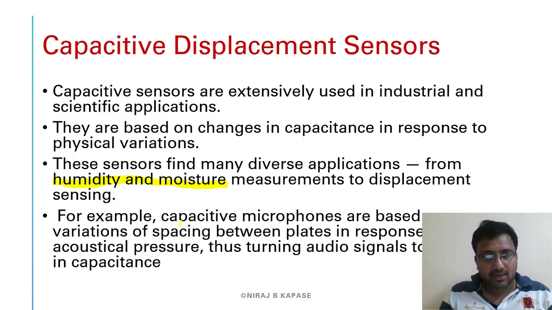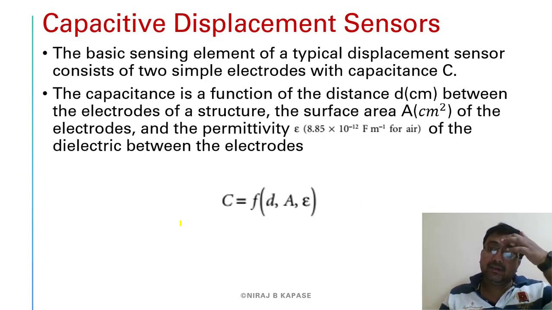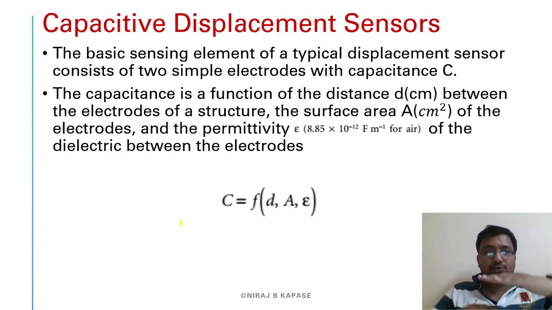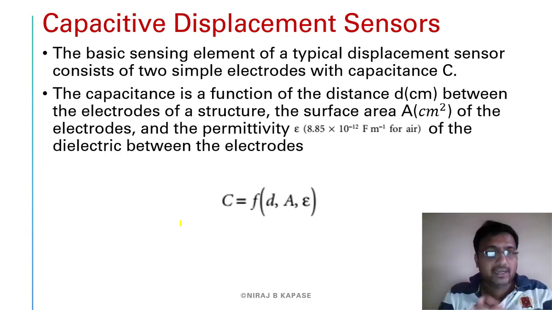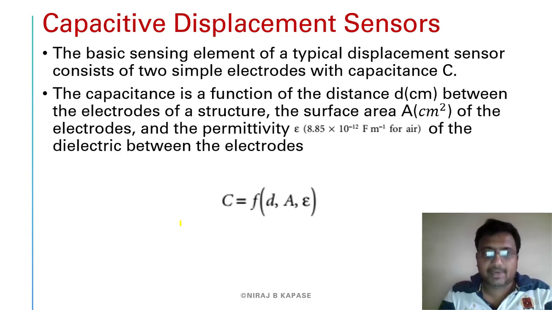So we'll see in detail how the sensor looks and what is there in the capacitive displacement sensor. Okay. So here it is, a capacitive displacement sensor. The basic sensing element of a typical displacement sensor consists of two simple electrodes with a capacitance C. Those electrodes are separated by an air gap or some different material.